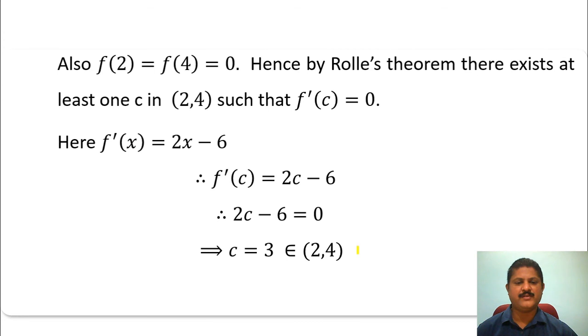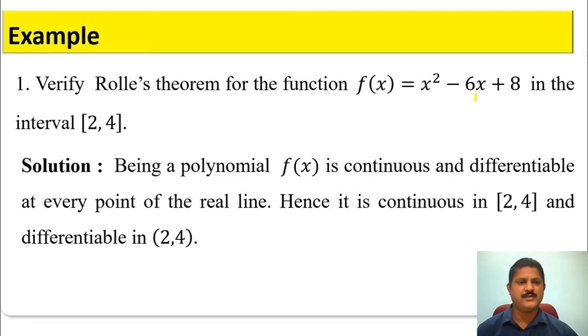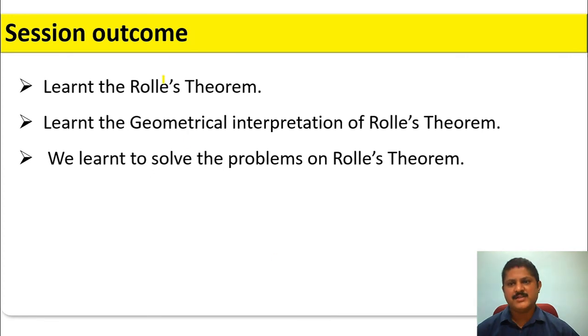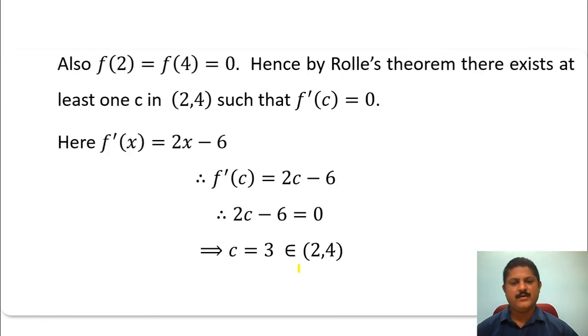Here, since f of x equals x squared minus 6x plus 8, f dash of x equals 2x minus 6. Therefore, f dash of c equals 2c minus 6. Since f dash of c equals 0, substituting here, 2c minus 6 equals 0, so c equals 3, which belongs to the open interval 2, 4. Therefore, Rolle's theorem is verified for this function.